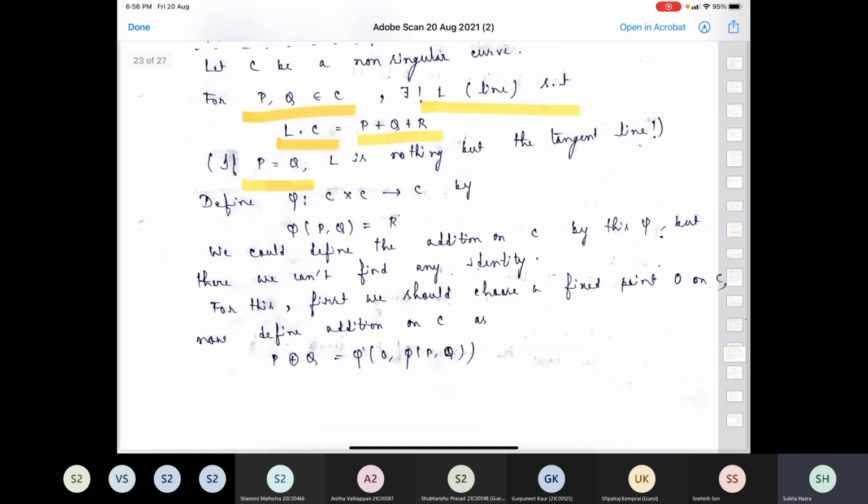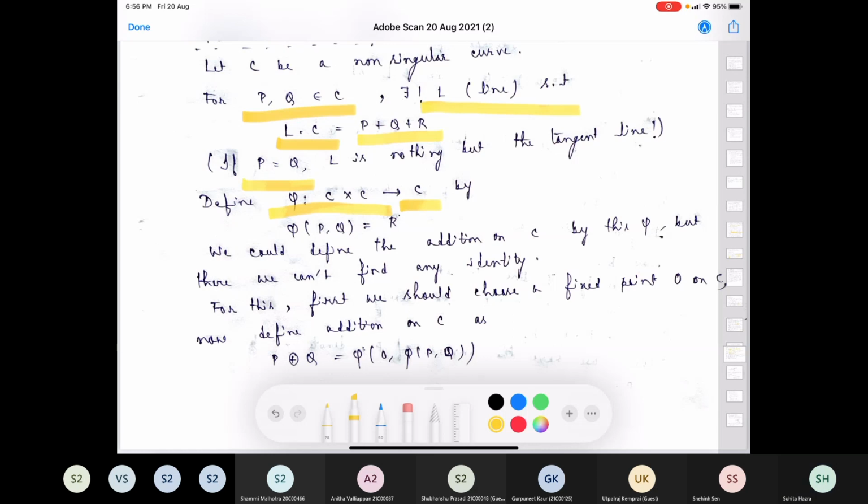So now we define phi from C cross C, C being the non-singular curve, to C by phi(P,Q) equals R. So we have P, Q on C, and we have the line L such that L·C is P plus Q plus R. That is, L intersects C at P, Q and R. It's a simple thing that L intersects C in 3 points, P, Q and R, 3 points including the multiplicity, because if it is a tangent point, then the multiplicity will be more than 1. If P and Q are 2 points in C, then phi of (P,Q) we define as R, the remaining point where the line L intersects C.